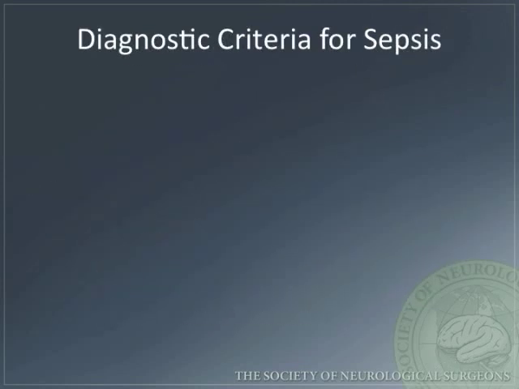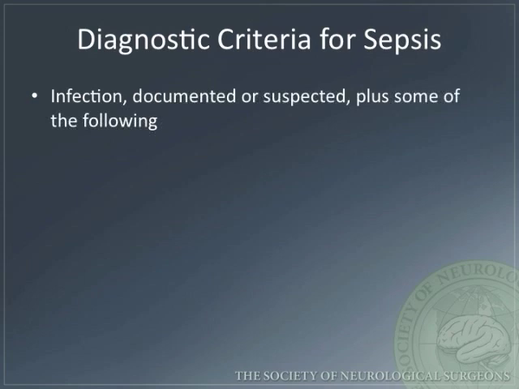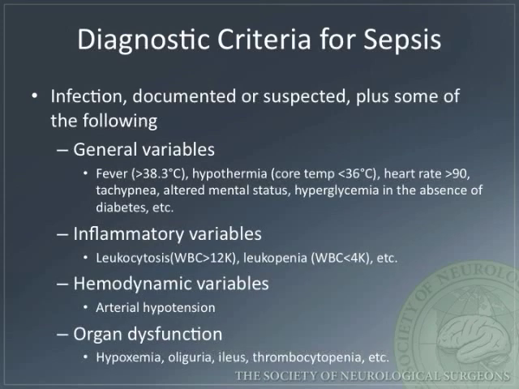The diagnostic criteria for sepsis include infection, either documented or suspected, plus some of the following: fever, hypothermia, tachycardia, tachypnea, altered mental status, hyperglycemia, leukocytosis, leukopenia, arterial hypotension, hypoxemia, oliguria, ileus, thrombocytopenia, etc.